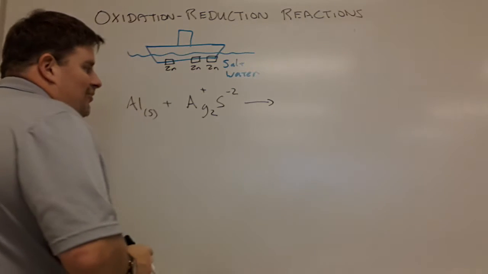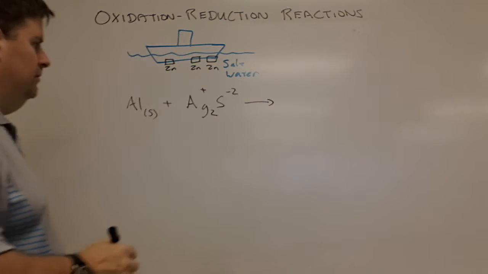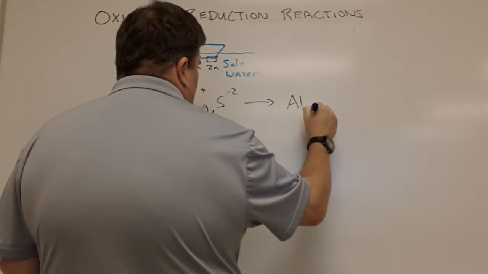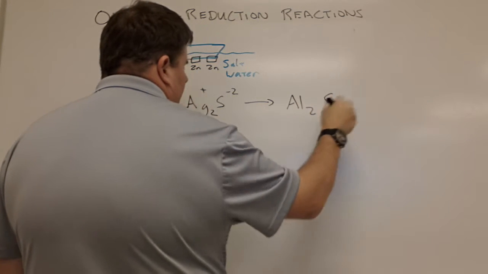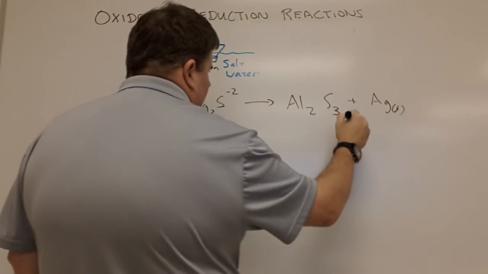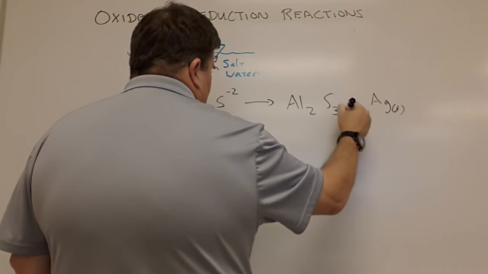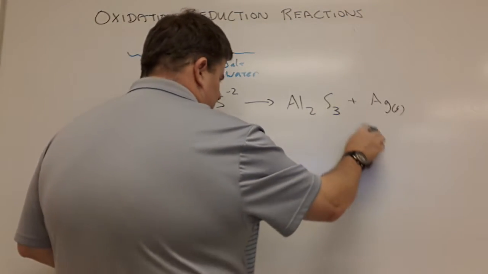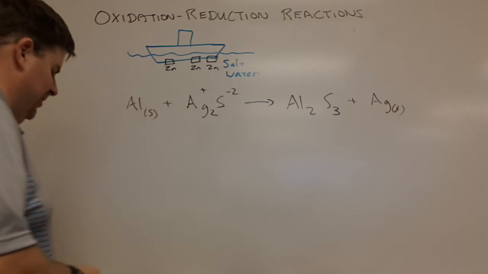The aluminum is going to react with the sulfur to become Al2, and I'm going to get 3 sulfurs out, and I'm going to regenerate the silver that's on the surface of the metal. All right. Now, how does this work? I can't remember if that's aqueous or solid, so I'm just not going to get to that right now.